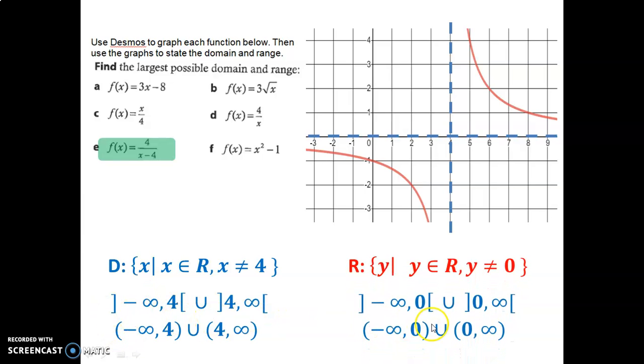Okay, what about the range? Well, the range has not changed from before because the horizontal asymptote is still here, so therefore the range is as it was before. All possible real numbers except y cannot be 0.